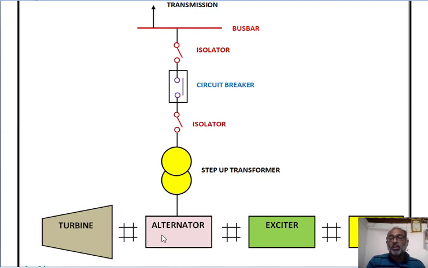So first, the alternator. It is the most important equipment in the electric circuit. Now this alternator is mechanically coupled with this turbine, that means the alternator converts mechanical energy to electrical energy. So mostly two types of alternators are used. First, fixed field and rotating armature type. Second, fixed armature and rotating field type.